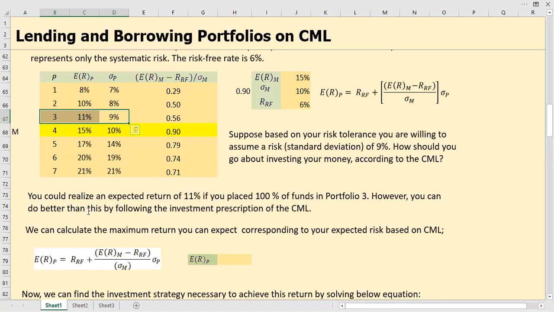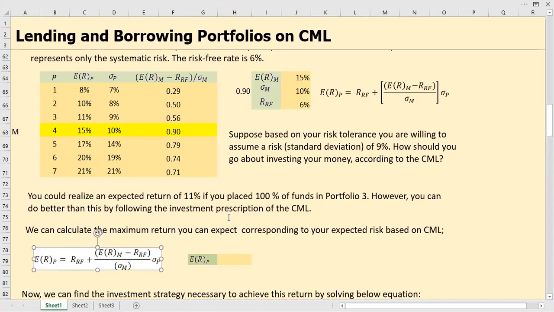line. So this is the beauty of the capital market line, right? So let me introduce you to the capital market line at this point. This is the equation for the capital market line: expected return of the portfolio is equal to the risk-free rate plus expected return of the market minus risk-free rate, divided by standard deviation of the market portfolio, multiplied by the standard deviation of the portfolio. So what I'm going to do is calculate the maximum return you could expect for a corresponding level of risk that you can bear.